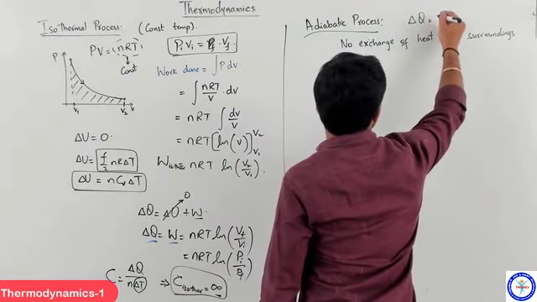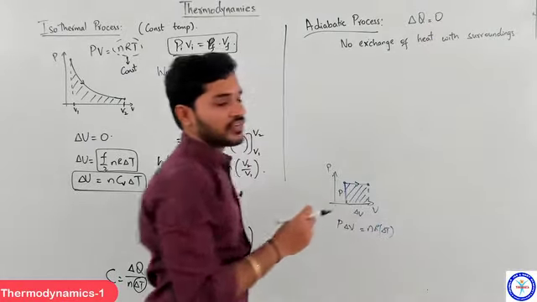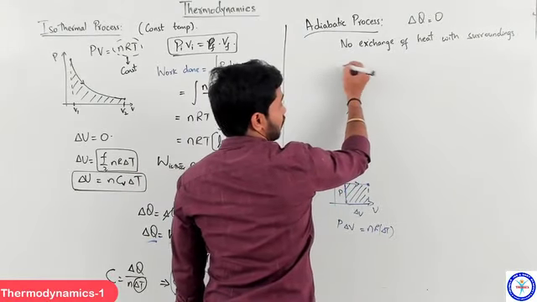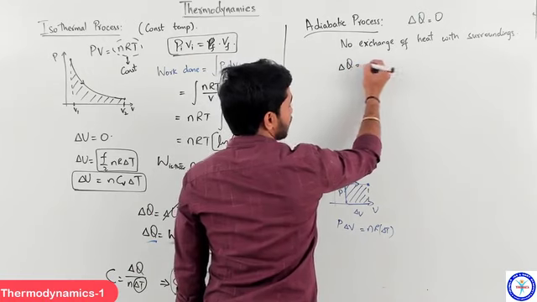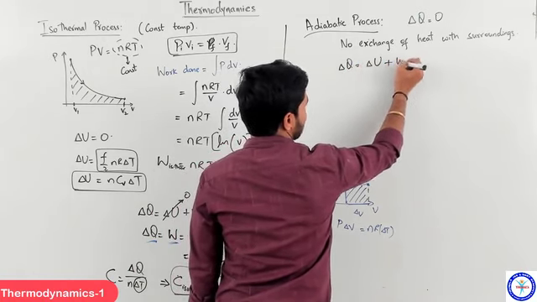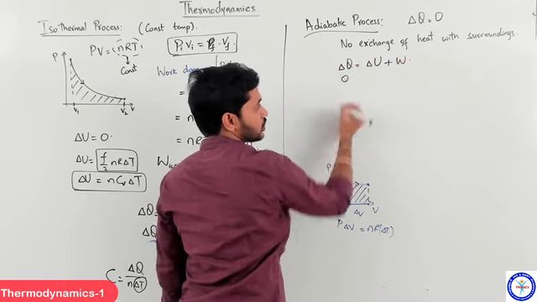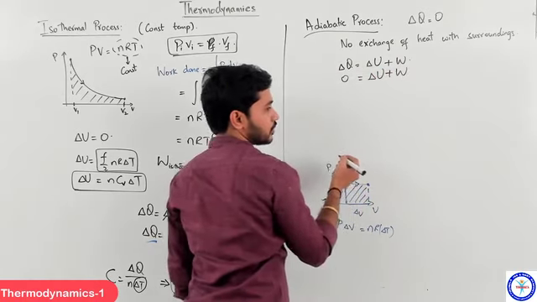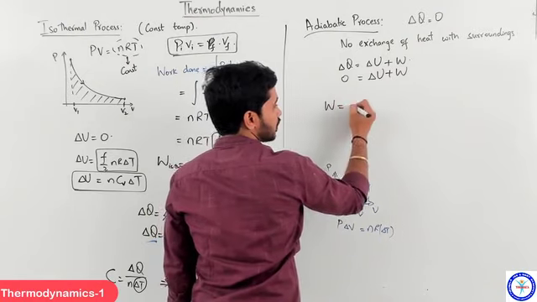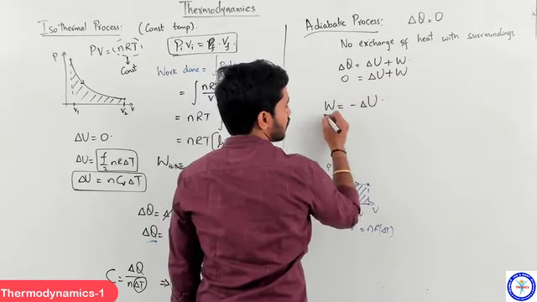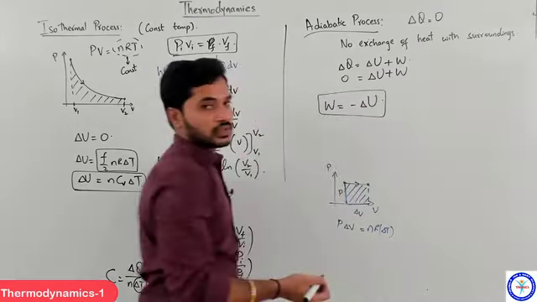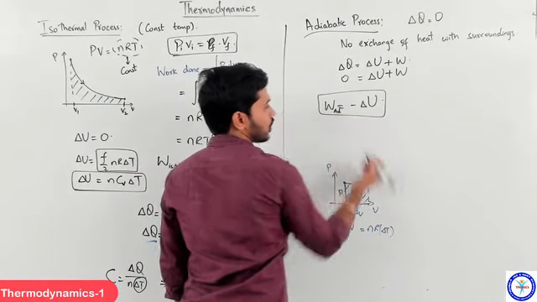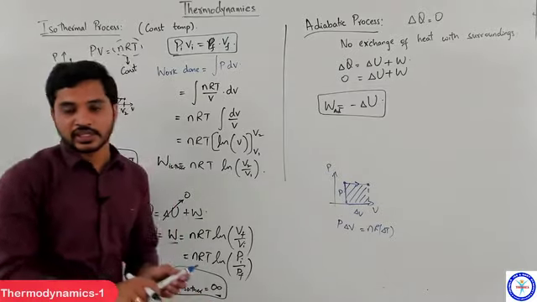Now, in this particular scenario, I have to apply the thermodynamics first law, which is delta Q is equal to delta U plus W. Because this is 0, you can write 0 is equal to delta U plus W, which means W is equal to minus of delta U. Okay? So work done by a gas in an adiabatic process will be the negative of the change in internal energy.